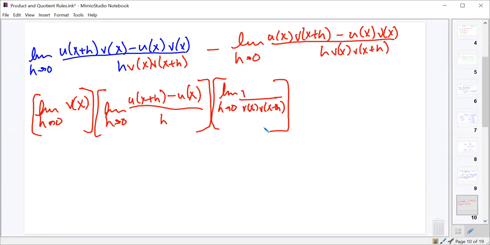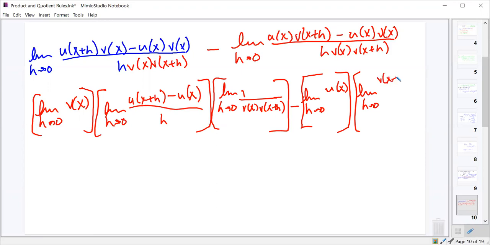Should be able to. And then minus the limit as h approaches 0, and this one we're going to factor out the u of x. And we're going to still have a limit as h approaches 0 of v of x plus h minus v of x all over h. And I'm out of room there, but we're also going to have this limit as h approaches 0 of 1 over v of x plus h. Everybody following along with that?